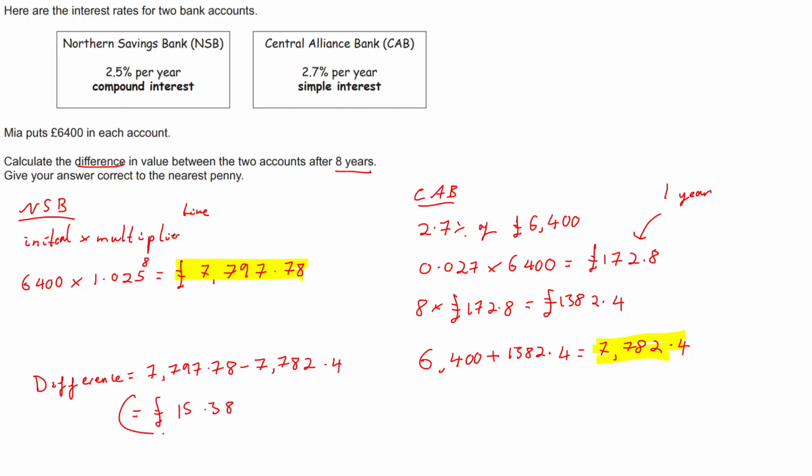That is my answer. So it's just interpreting the question. There is not much difference at all between, in this case, compound interest and simple interest when you invest that £6,400. Obviously, there are slightly different rates. The simple interest is a little bit higher, but over the 8 years, there's only £15.38 difference between the two accounts. And the question does say give it to the nearest penny, which I've done, because I've rounded to 38p. That is my nearest penny, so that is absolutely fine.